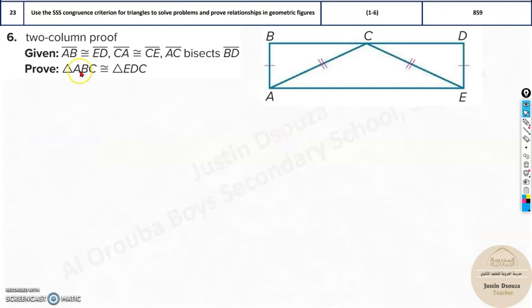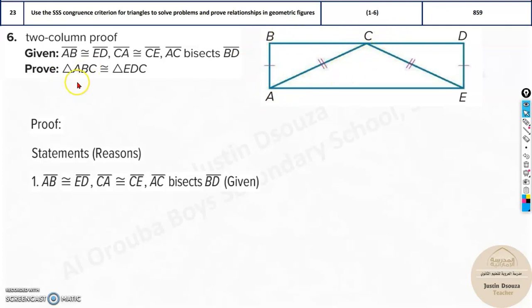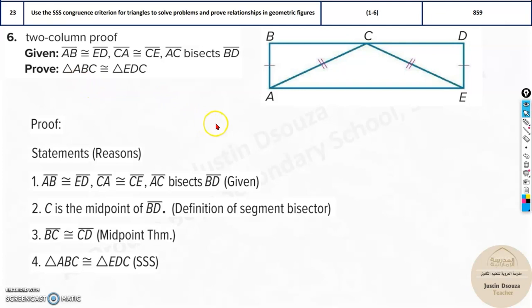Similarly, over here as well, they have given all this stuff. See, everything is given. The only thing is they're telling you AC is bisecting the line BD. Remember, when you bisect a line, the line is cut into half. So we know BC and CD are equal. So BA, this side, this one side, this one side, and the top side all are equal. So we can write the SSS postulate. So these are very straightforward problems.